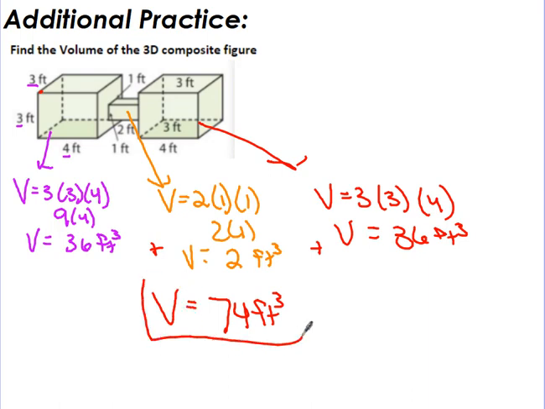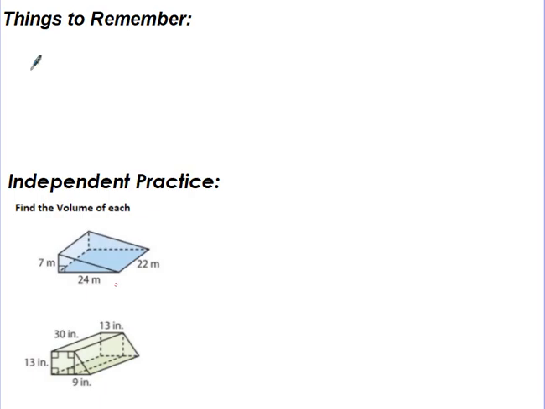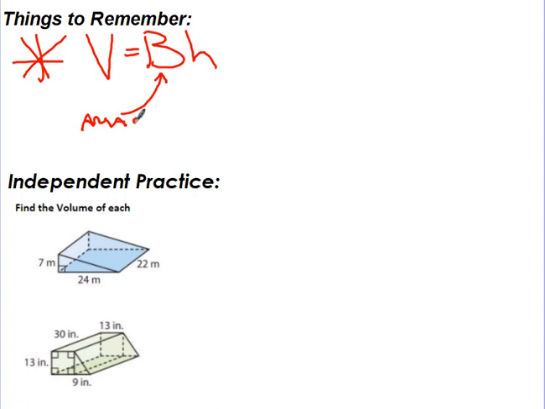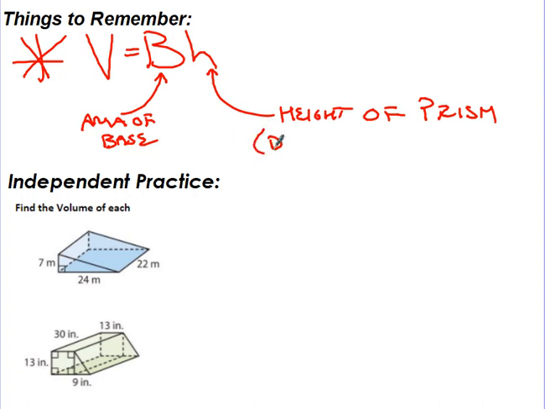So when you're doing composite figures, it's just finding all 3 different shapes and then adding them together. And that's it, guys. So, things to remember. Let's write our formula down one more time, and let's label it so it's nice and big. Area of the base. And that's the height of the prism. And then actually let's add to this. For height of prism, I want you to put distance between each base, for the two bases.